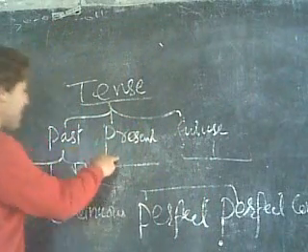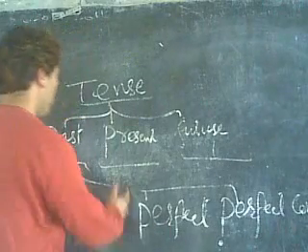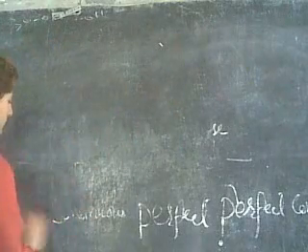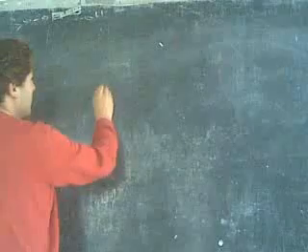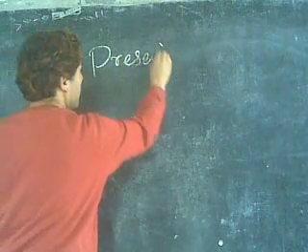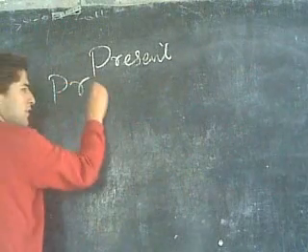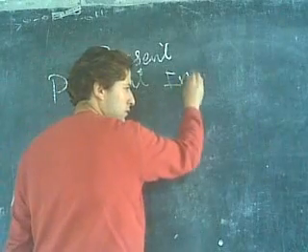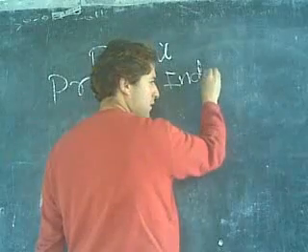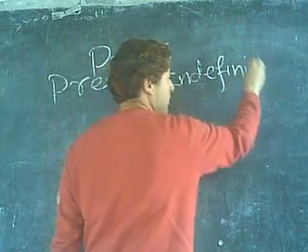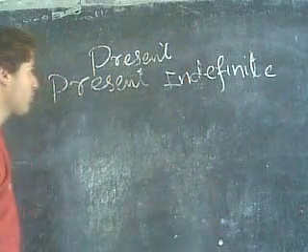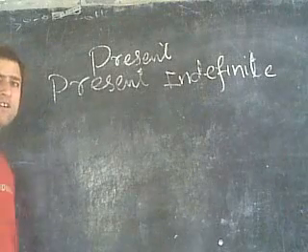So we will just take the present tense, and in the present tense we will take the present indefinite. Today we are going to take the present tense, and in the present tense we will take the present indefinite. So let us see how many types there are in present indefinite.